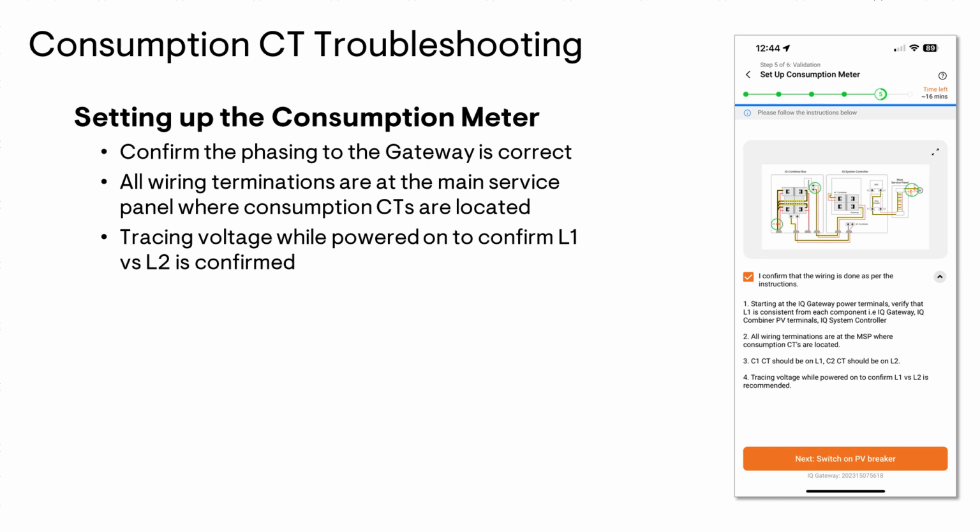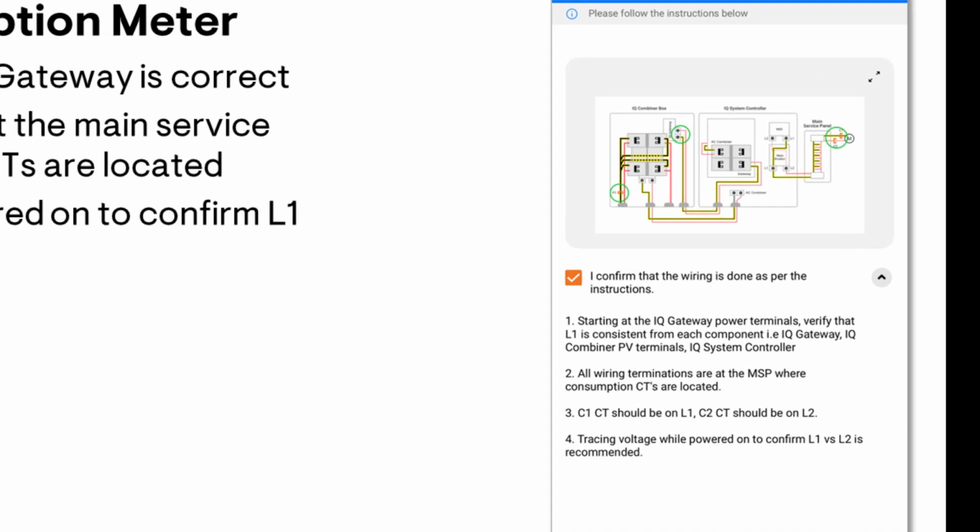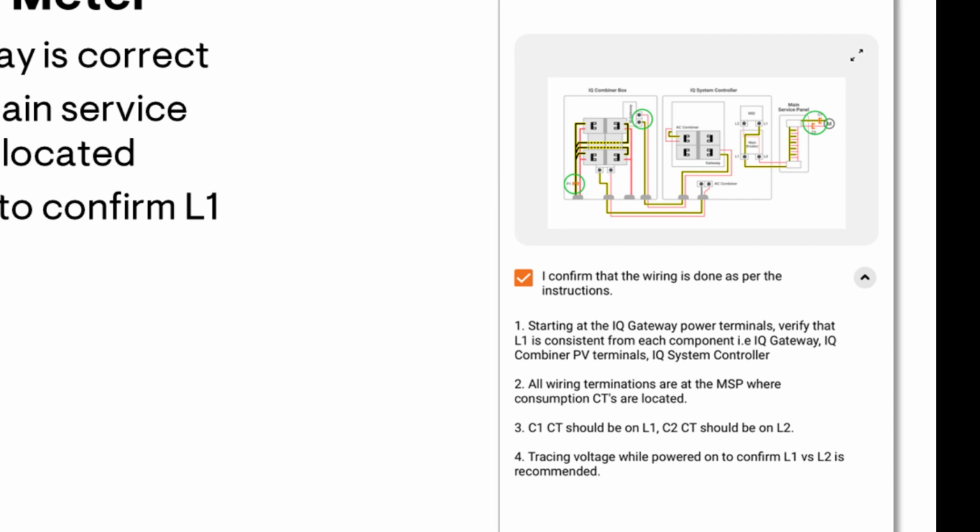The next step in the installer app is to go ahead and verify the phasing to the gateway's terminal blocks. Don't skip this step, it's one that's overlooked way too often, and that's going to result in meter issues. So what you want to do is use a voltmeter with the power on, and you want to trace line 1 from the main service panel all the way to the gateway's line 1 power terminal block. When you do this, you should read 0 volts at every connection point.